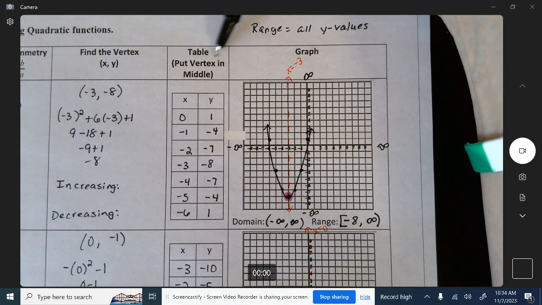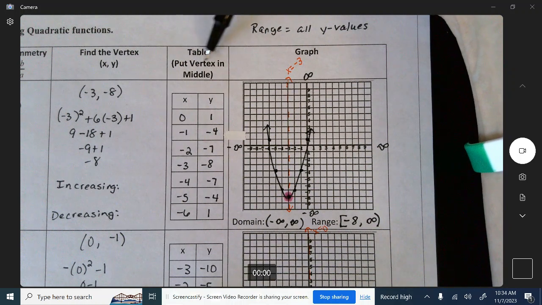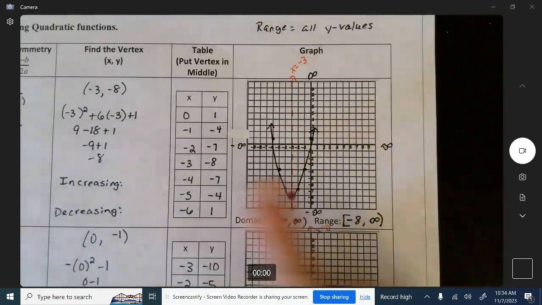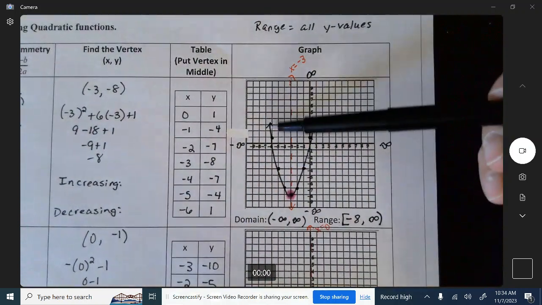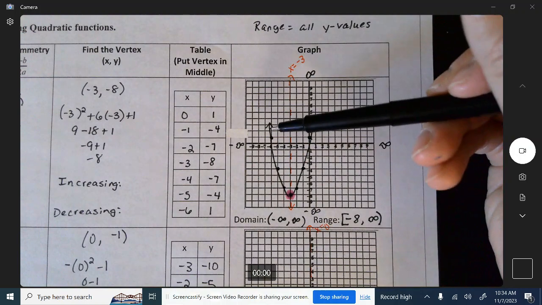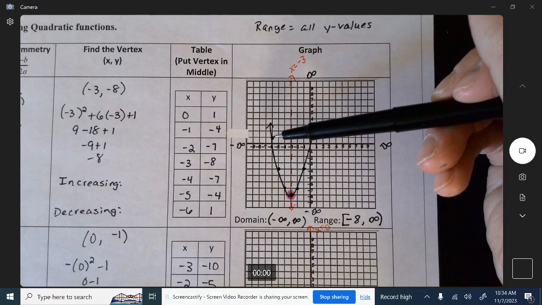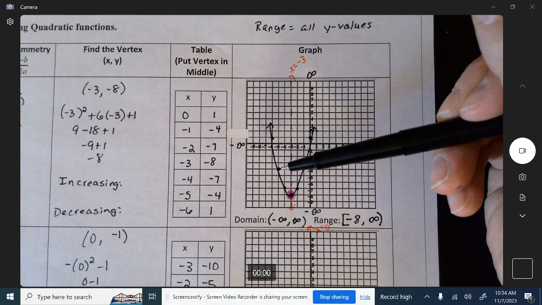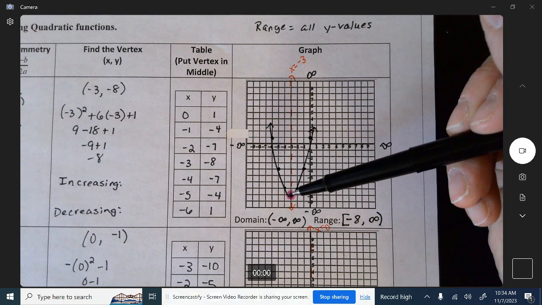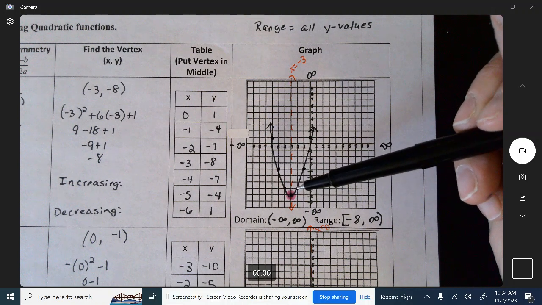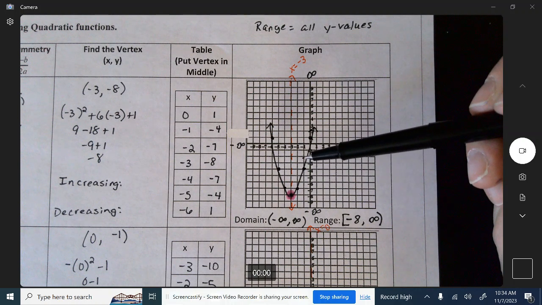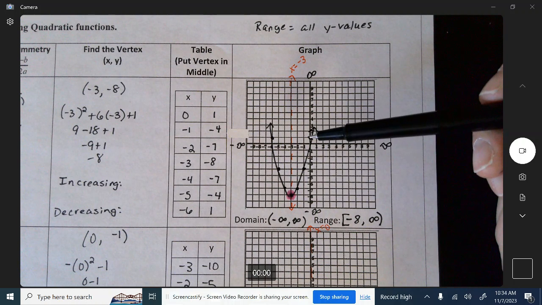We read from left to right. So the same way that you read a book is the way that you read a graph. You read it from left to right. So if I start on the left side of this graph and I put my pen here, my pen is going down, which means that it is decreasing. Once I get to this vertex and I keep going, my pen is going up, which means it is increasing.